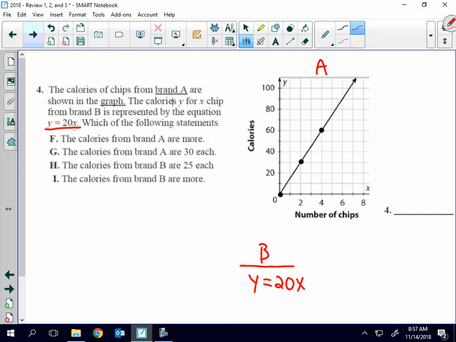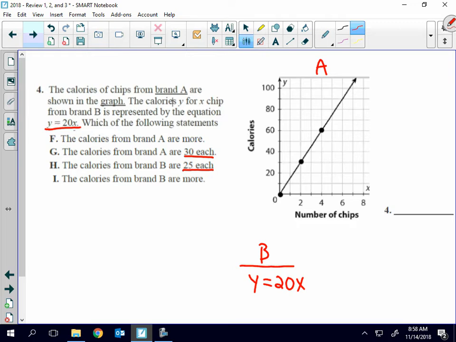Which of the following statements are true? Apparently it's missing those words. F, the calories from brand A are more. G, the calories from brand A are 30 each. H, the calories from brand B are 25 each. Or I, the calories from brand B are more.